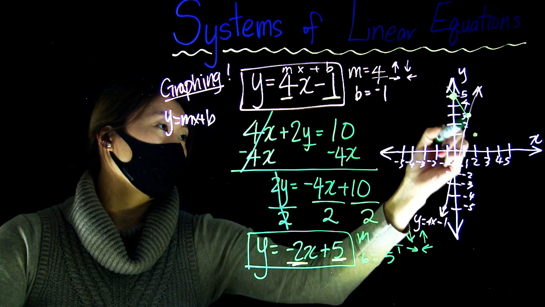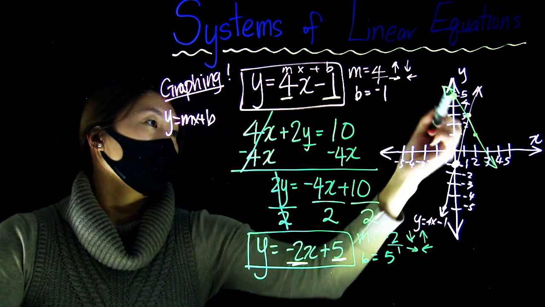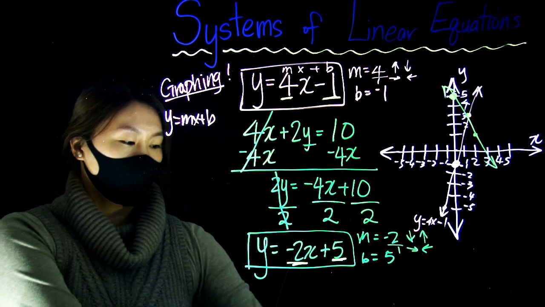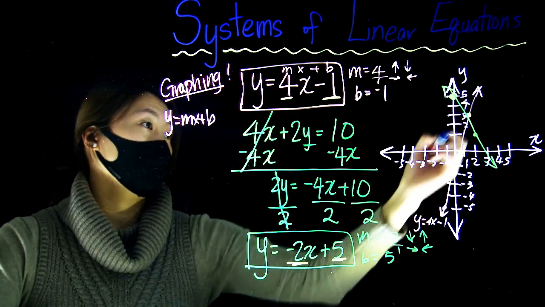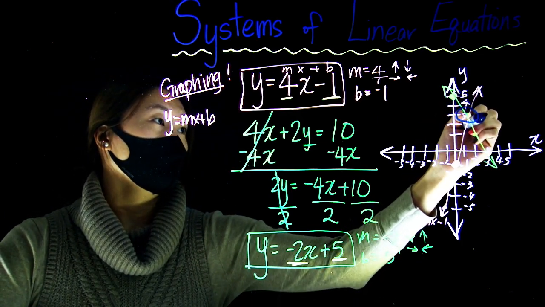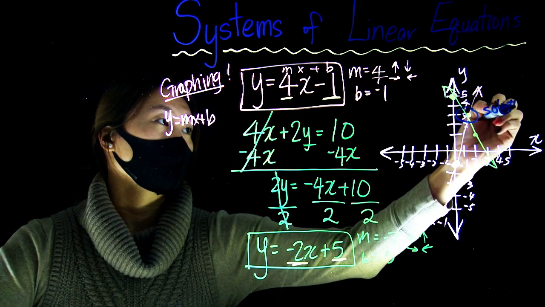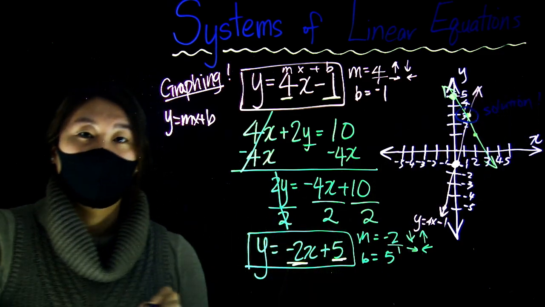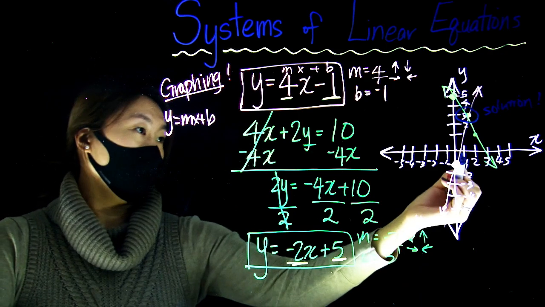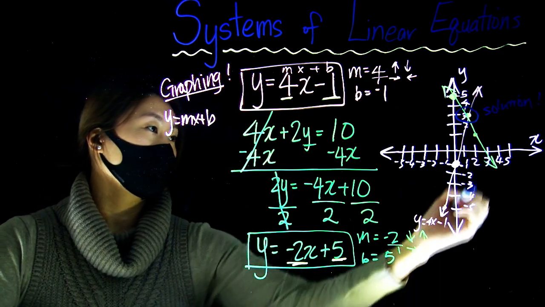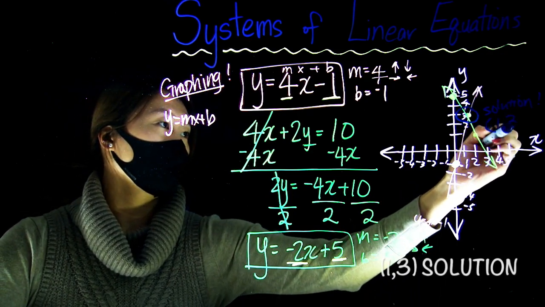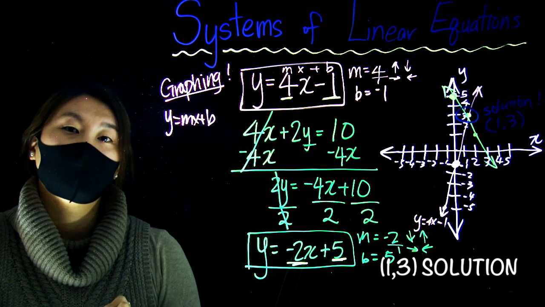And notice I already have an intersection. So this is where they intersect. This is my solution. So the coordinate 1, 3 is my solution.